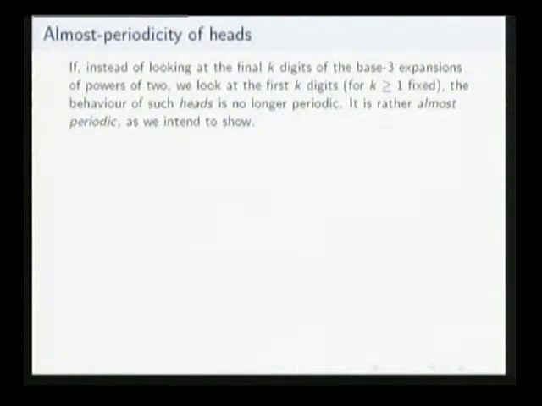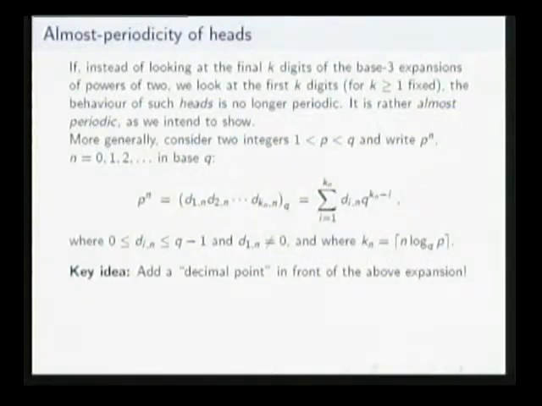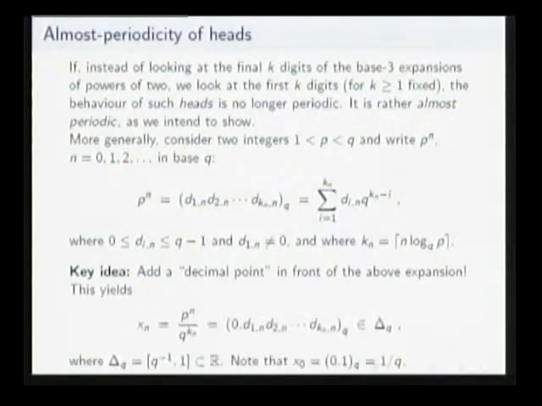So, let me do something slightly more general. Let's fix 2 integers, p and q, and let's write p to the n in base q. So you write the expansion. The number of digits is given by this formula. So the key idea is to add a decimal point in front of this expression. So what does that mean? That means taking this number and dividing by q to this power to shift all the digits after the decimal point. So you get these xn's here. I'm dividing p to the n by q to the k sub n, where k sub n is exactly the number of digits I have here. So I get a number which lies in this interval from 1 over q, where q is the base, and 1. Okay? This sequence, xn, turns out to be the orbit of this map.